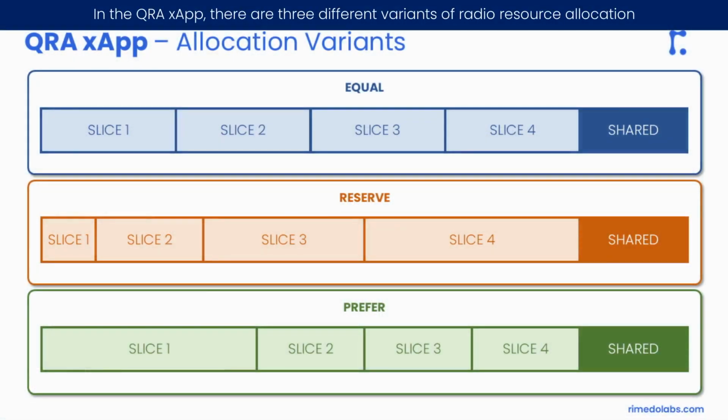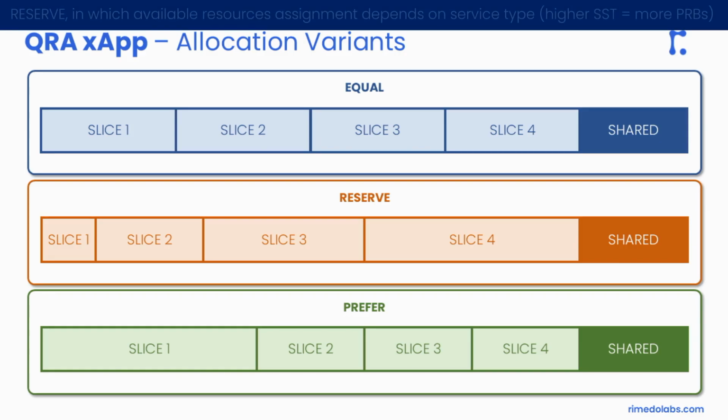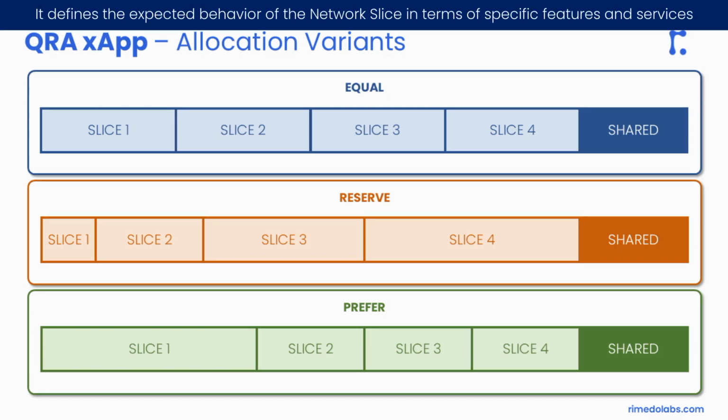In the QRA xApp, there are three different variants of radio resource allocation. Equal, which divides available resources among slices equally. Reserve, in which available resources assignment depends on service type. Higher SST, more PRBs allocated for the slice. In relation to network slicing, the SST means slice/service type. It defines the expected behavior of the network slice in terms of specific features and services.